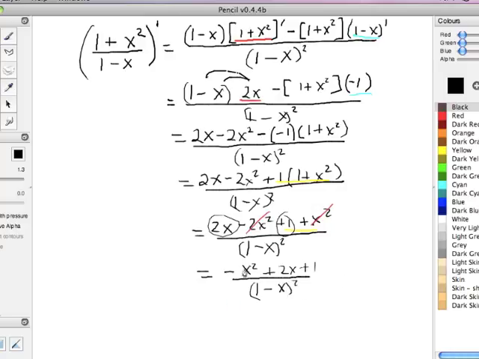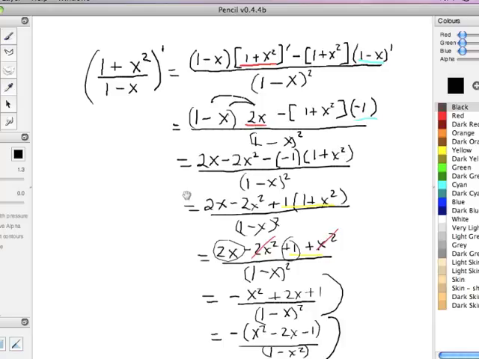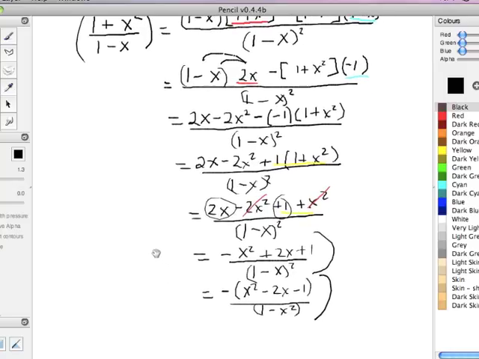This is perfectly fine, although we don't always love to have this negative in front here. So we could factor that negative 1 out and just say this is equal to negative (x squared minus 2x minus 1) over (1 minus x) squared, and either of these two answers are perfectly acceptable. This one or this one. Okay, that is the quotient rule applied to this, and notice all the times for these algebraic simplifications to go awry. Good luck.